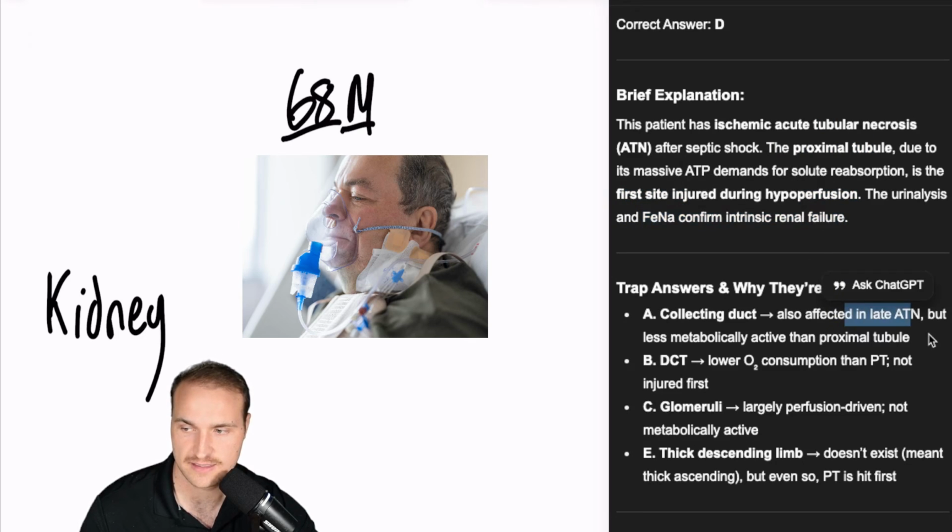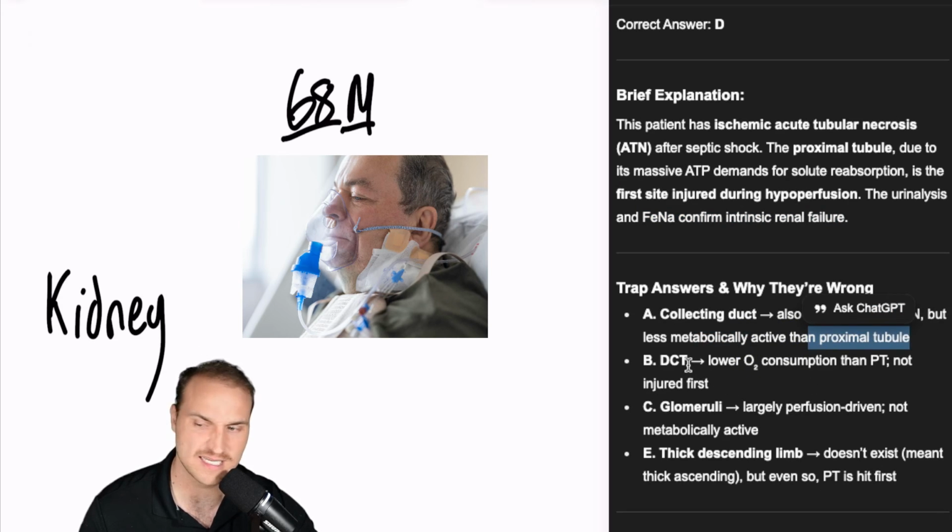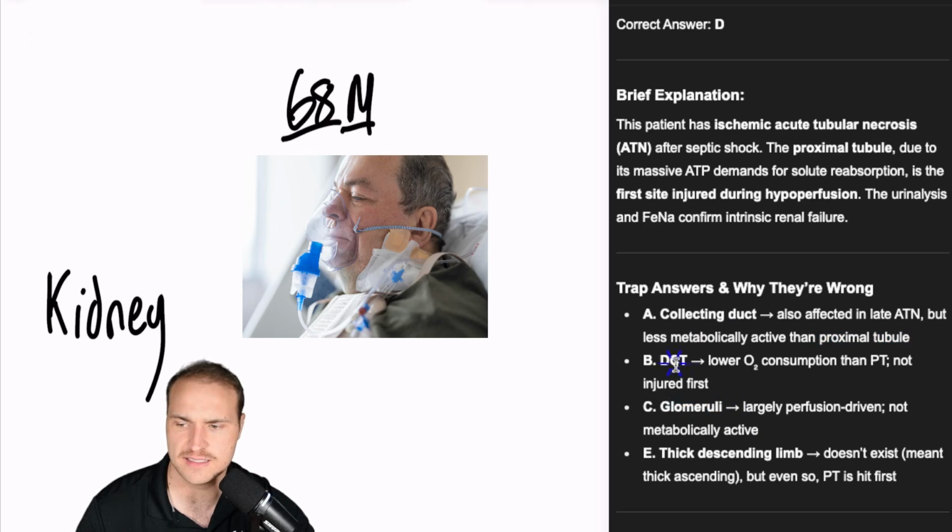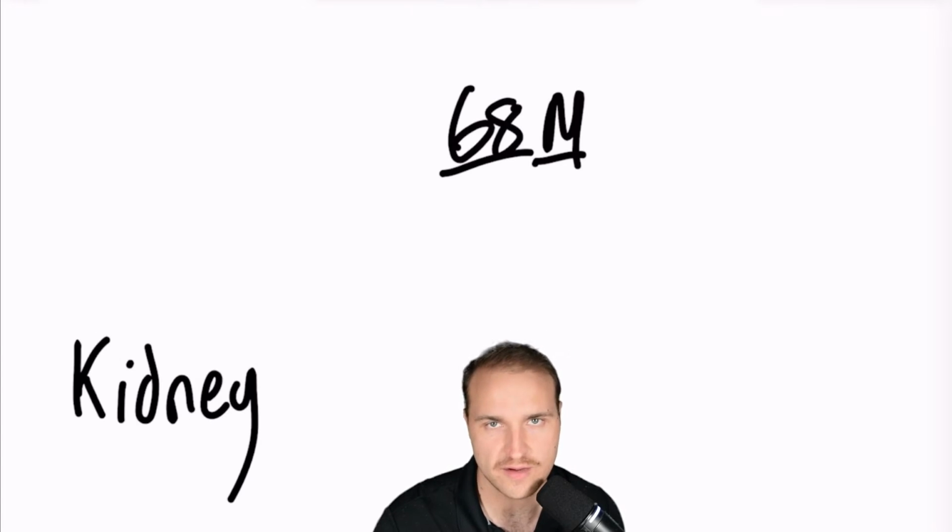The collecting duct is also affected but is less metabolically active than the proximal tubule, so it's less susceptible. Glomeruli and DCT are all less metabolically active and so not as susceptible. So the part that works the hardest is the part that breaks under pressure, which is the proximal tubule. Now, with that being said, what are some other areas of ischemic necrosis and lesions that you can have?